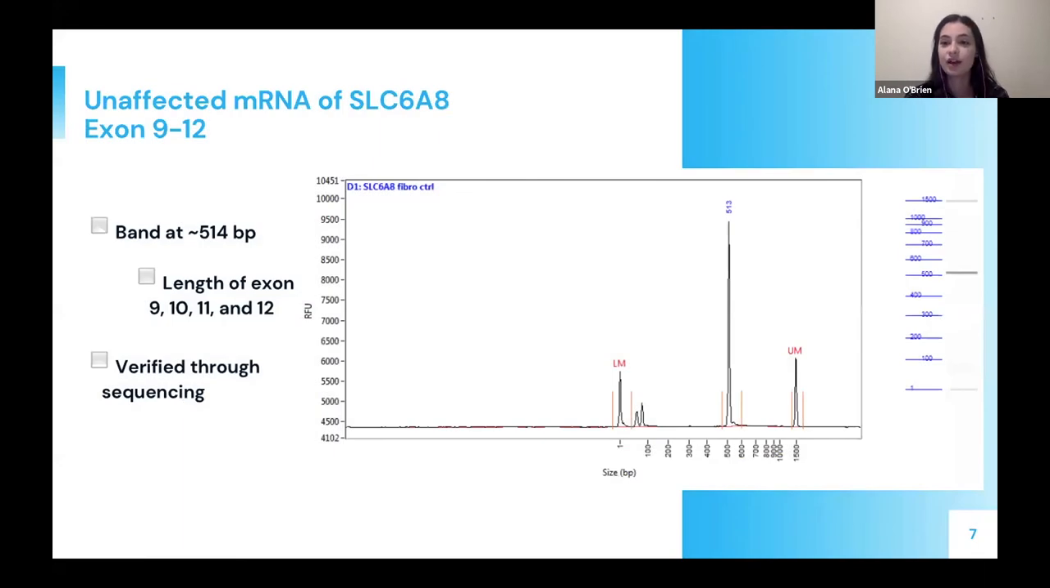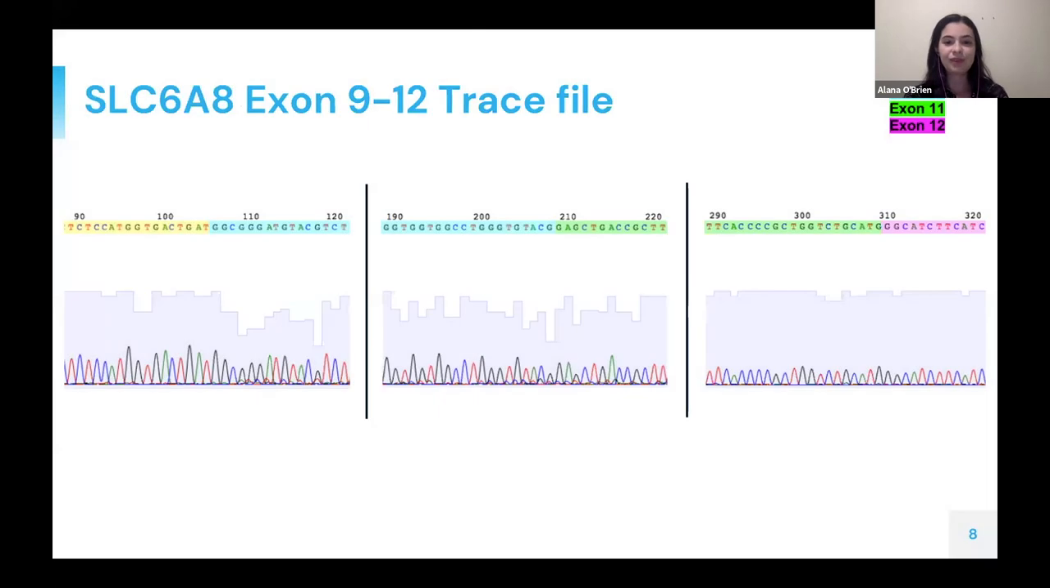We then ran our PCR samples on a fragment analyzer. We ran the PCR fragments of the unaffected fibroblasts, and we see a band at around 514 base pairs. And this is the length of exons 9, 10, 11, and 12. We were able to extract this band and verify this through sequencing. So here is what a sequencing trace file looks like. We have exon 9 spliced to exon 10, 10 spliced to 11, and then 11 spliced to 12.